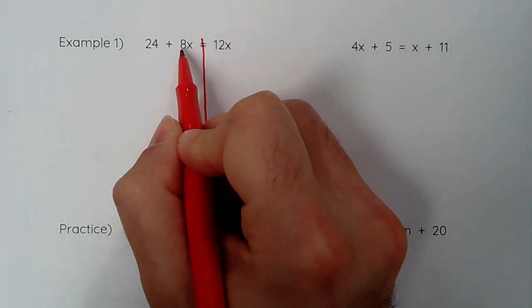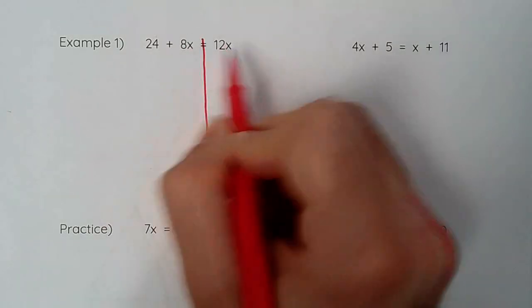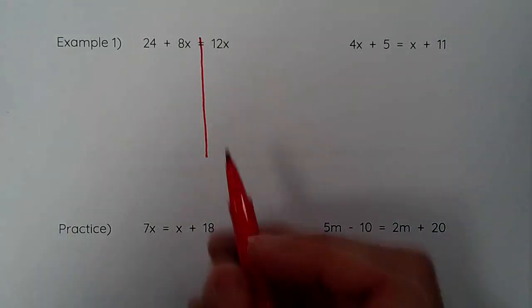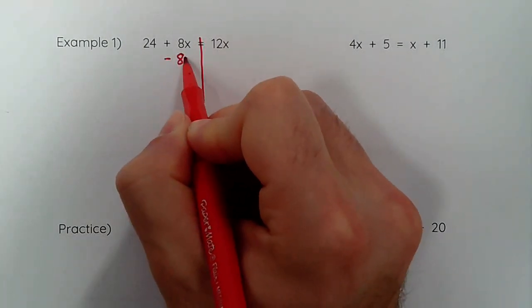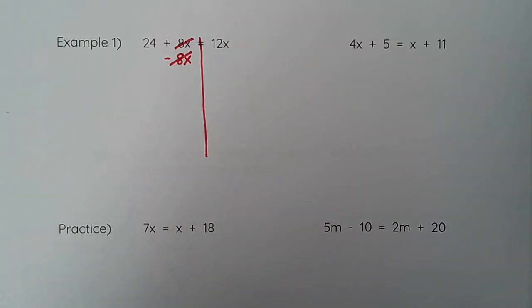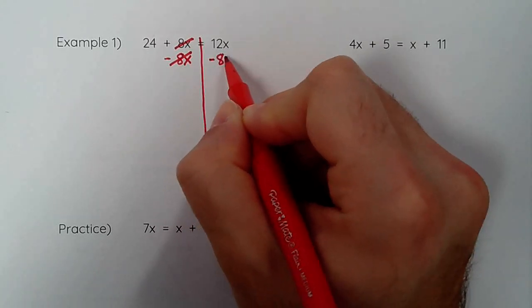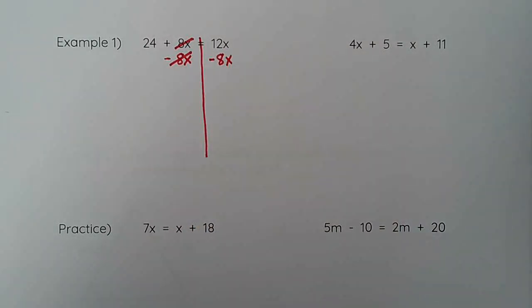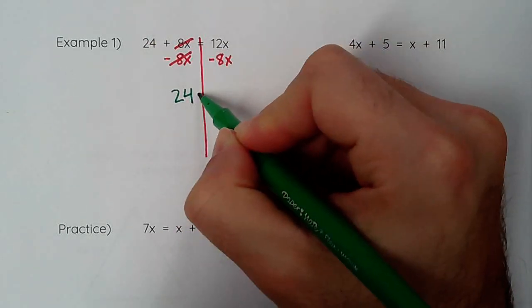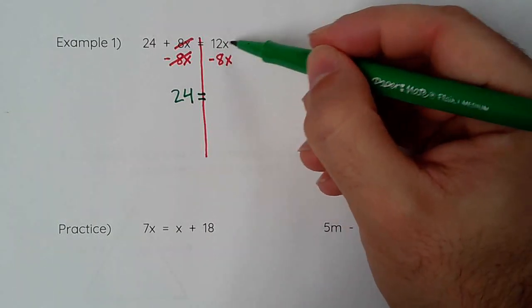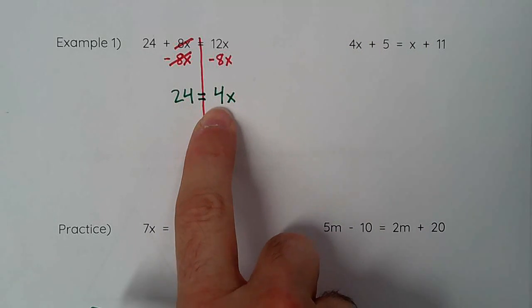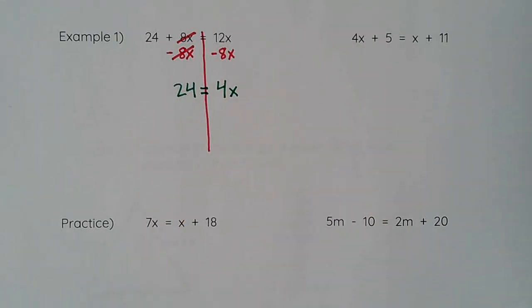So going back, I have this 8x and this 12x on different sides of the equal sign. x on the left, x on the right. I want to put them all on the same side. So we're going to subtract these 8x's on the left. They won't be there anymore. They'll cancel out. Now, I also have to do it on the right. That leaves me with 24 on the left, and on the right side, 12x minus 8x gives us that positive 4x. We were looking for that positive coefficient. And now I'm down to a one-step equation.